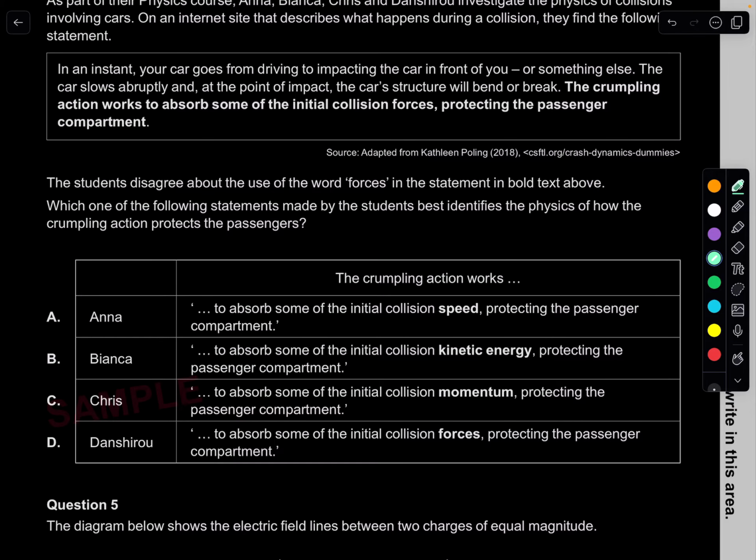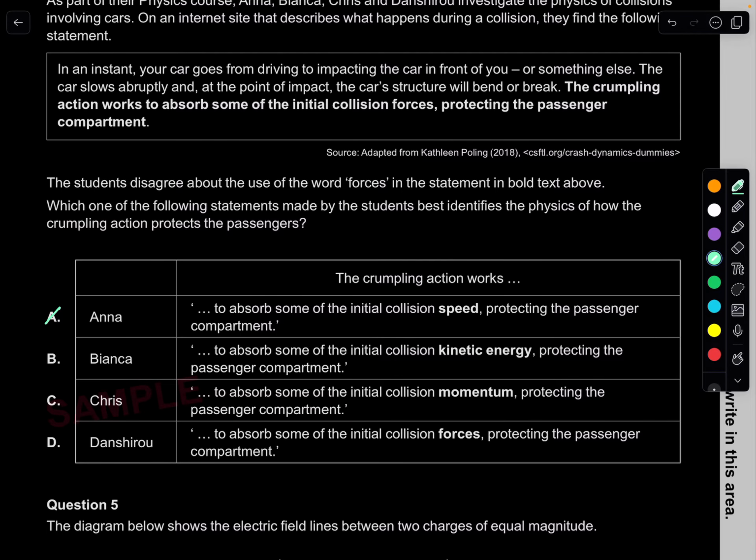So, they disagree about forces. Which of the following statements made by the students best identifies the physics of how the crumbling action protects the passengers? So let's say what Anna says: to absorb some of the initial collision speed. What? Okay, we're using the word absorb. There's two things you use absorb for. You use it for momentum or you use it for energy. For speed, you absorb speed? That is a rubbish, false thing you can say. So straight away, that's rubbish.